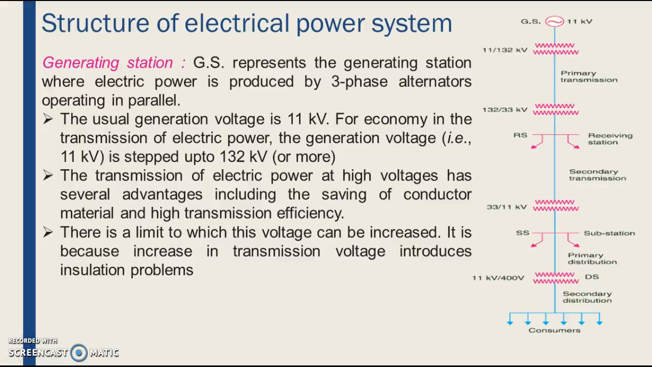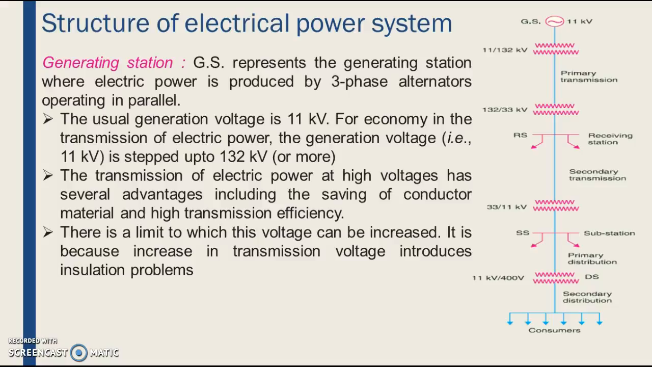The image shows the single line diagram of electrical power system. This electrical power system consists of generating station, primary transmission, then receiving station, secondary transmission, substation, primary distribution, and secondary distribution. Generating station represents where the electric power is produced by three-phase alternators operating in parallel.